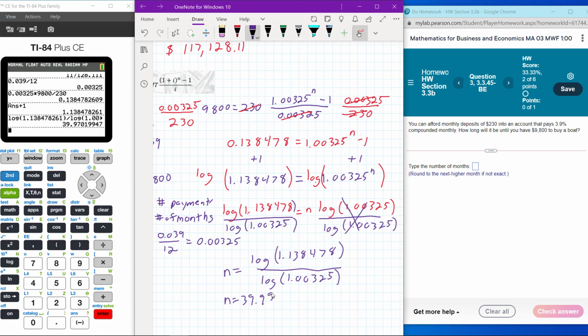Of course, we can't have 0.97 of a payment. That's going to be kind of weird. And each payment is every single month, so this is actually 39.97 months. Of course, we cannot, once again, do 0.97 of a month, but we can do 40 months. So we're going to round this up to the next integer as required right here, and that means that n is going to be equal to 40. So all that just to get 40.